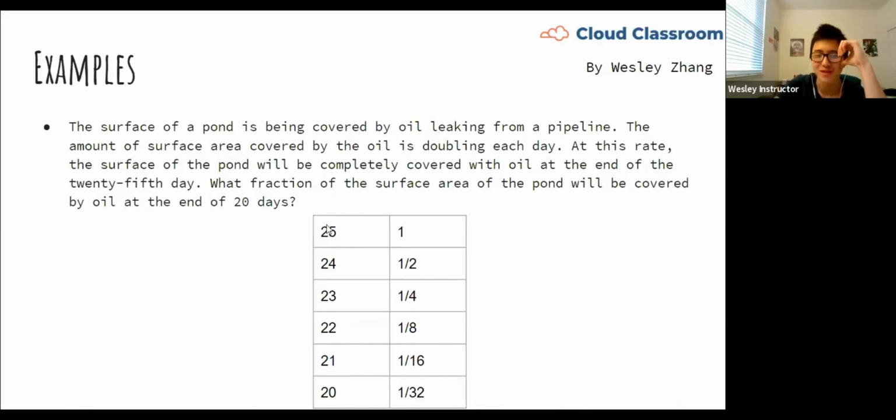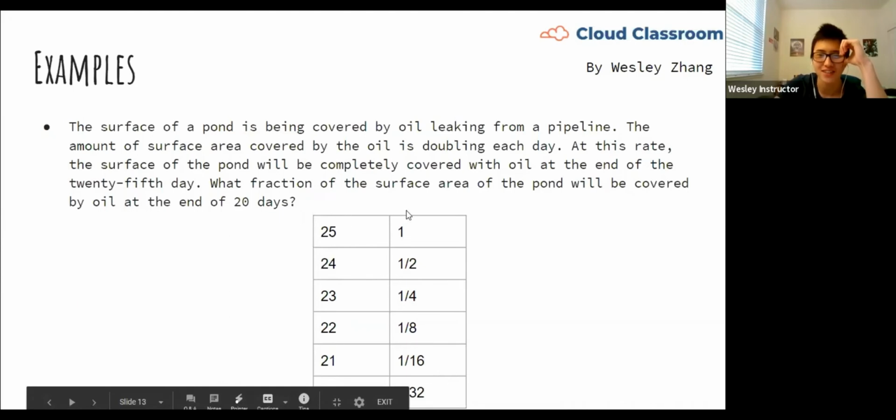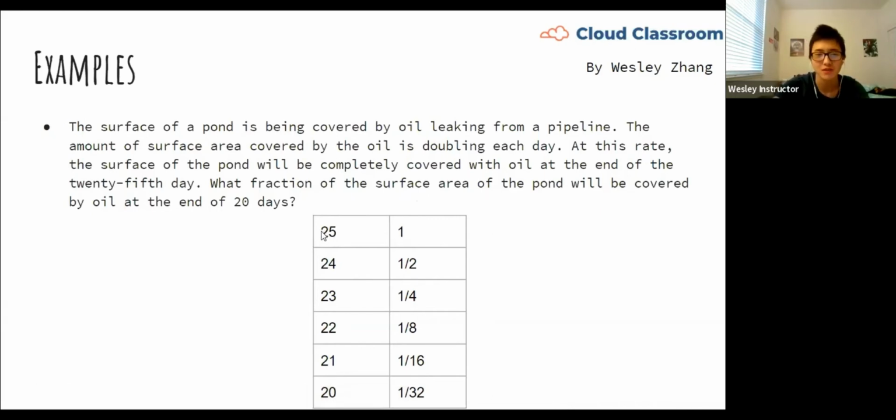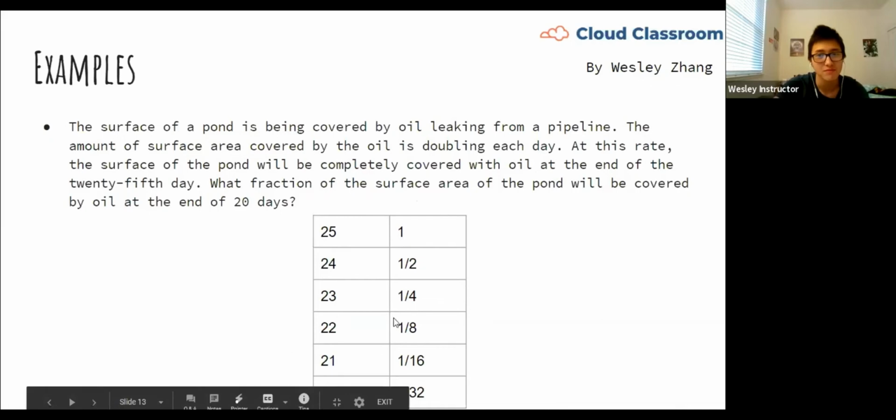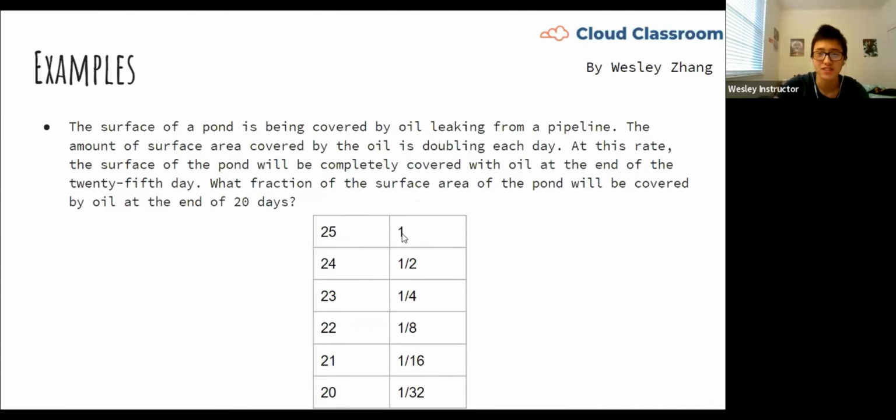All right, so we want to make a chart. As you guys can see here, on the left side is days. On the right side is the fraction of the pond covered with oil. So 25th day, 24th day, 23rd day, and so on. By the end of the last day, on the 25th day, the entire surface of the pond is covered with oil. So we represent that with 1.